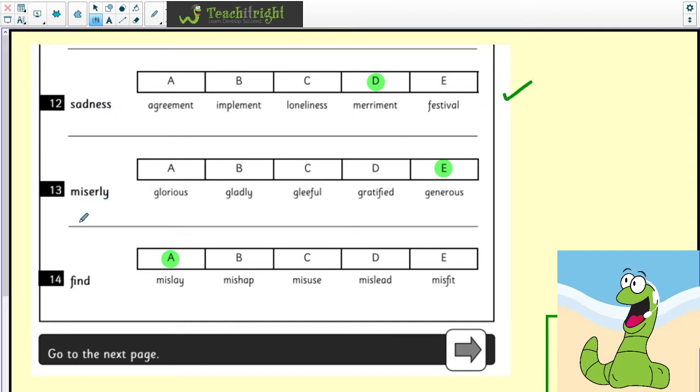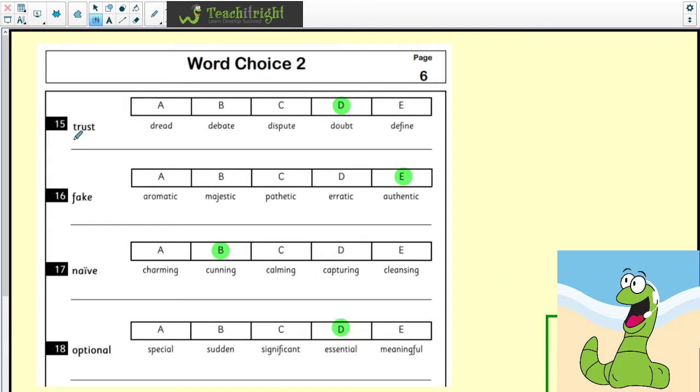Miserly, so miserly means being quite tight with your money. Generous. You don't necessarily have to be miserly with money, you could be miserly with anything, but miserly tends to be associated with monetary things. So we've got miserly and generous. Find and mislay, if you mislay something you tend to lose it. 15, we've got trust and doubt. Fake and authentic, and authentic means to be real, so if something's authentic it's real.